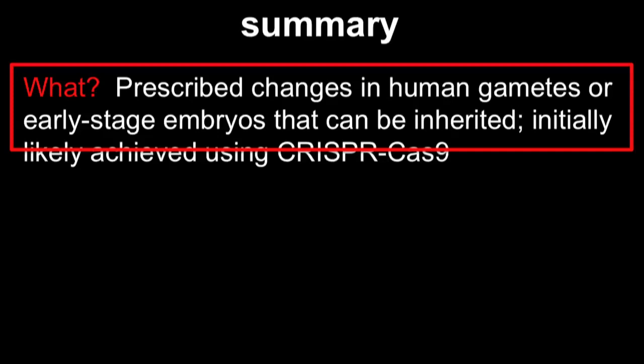So if we return now, at the end of this talk, to the questions that we asked right at the beginning, what is heritable human genome editing, and when will it happen? I think we can say, in summary, that it involves prescribed changes in the human genome, the instruction manual, that we can perform in early-stage embryos or gametes, sperm and the egg, such that they can be transmitted, they're heritable, across generations. And probably initially this will involve CRISPR-Cas9 because it's so fantastic, but who knows what technology is around the corner? There might be something else that can do the job even better.